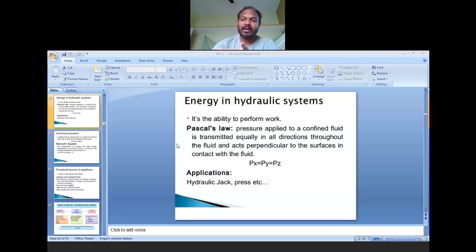And it acts perpendicularly. That means if this is a water level, it will be acting perpendicular to this. If this is the side of your bottle, it will be acting perpendicularly. Now, the bottle may have a curvature, and it will be acting perpendicular to that. So at every corner, it will be acting perpendicular to the surfaces in contact with the fluid. That is what he says. X, Y and Z, in all 3 directions, the pressure will be applied equally. That is the beauty of this Pascal's law.